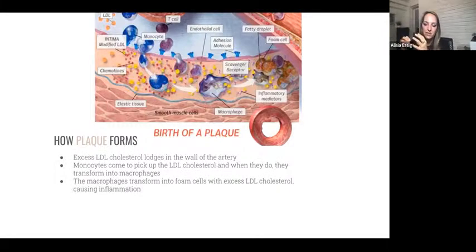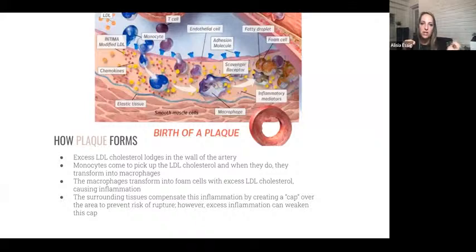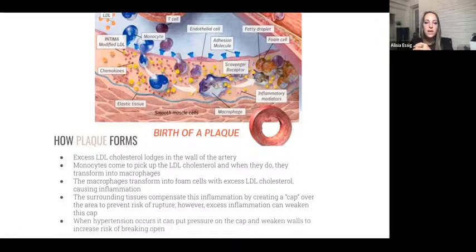It's like frat guys coming to a party and messing everything up. There's a lot going on in there. And when that causes inflammation, that's why your body tries to put the cap over it to keep everything at bay. But it can't just get rid of it that easily, right? It does require a change in diet. It does require you to make changes in your body. But as you continue to eat the way you're typically eating and the LDL stays high, then this process just continues to go on. And then when the hypertension occurs or that high blood pressure, it puts pressure on that cap, which weakens the walls and increases the risk of breaking it open.